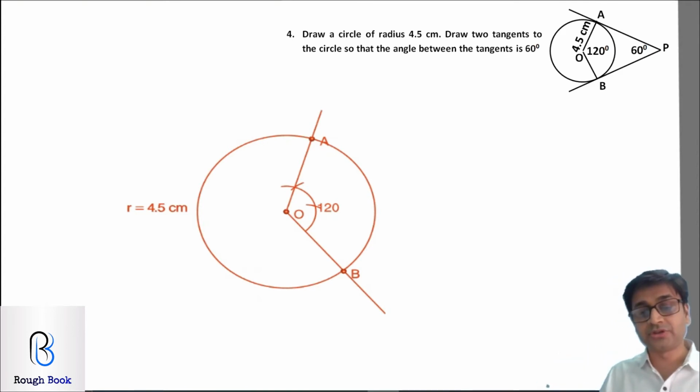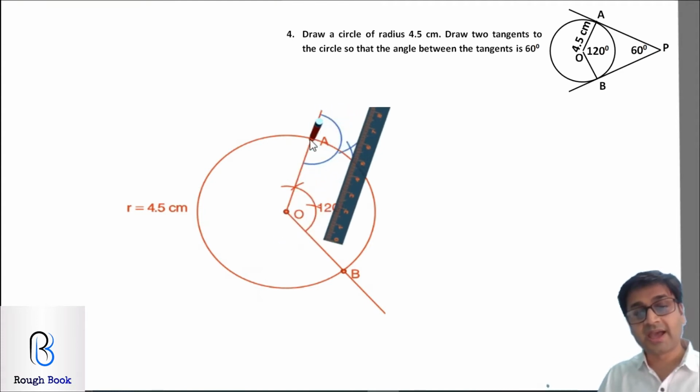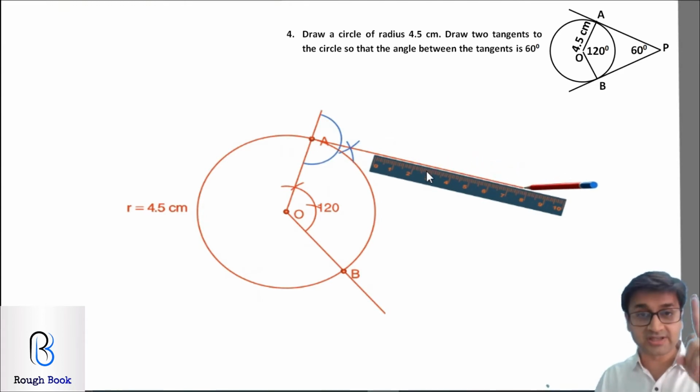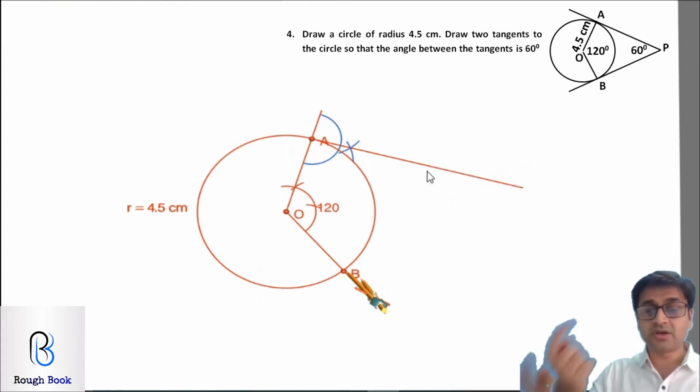Keeping your compass on point B or point A, cut an arc of 180 degrees. Then keep your compass on this first point, suitable radius, extend it slightly and cut an arc. Keep your compass on this point and cut one more arc. Wherever these two arcs intersect, join it with A and extend it. So automatically what we have got is the first tangent. Repeat the process on point B.